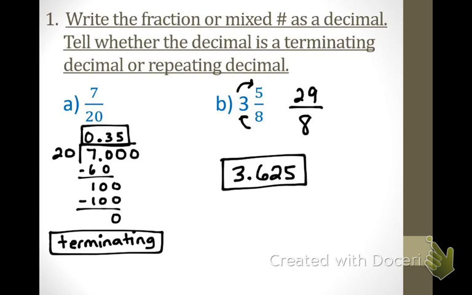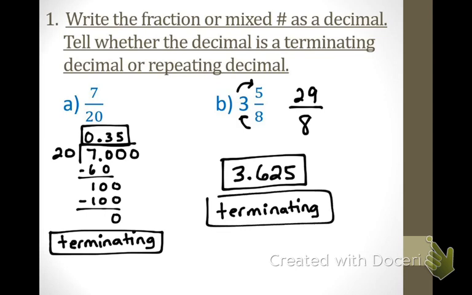Let's look at the next one. Jakari, 3.625. Is that terminating or is it repeating? Terminating. It is also a terminating decimal because it ended. Okay, once again, I'm going to give you kind of an example. If you had seen it say 3.625 and then it never ended and it just kept going, that would be a repeating decimal.